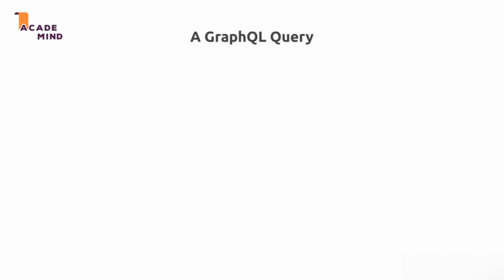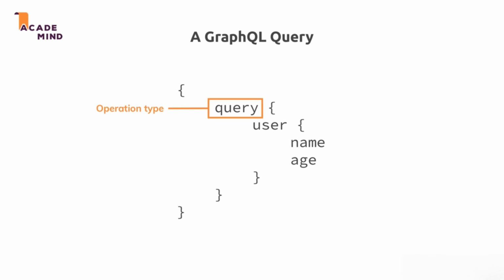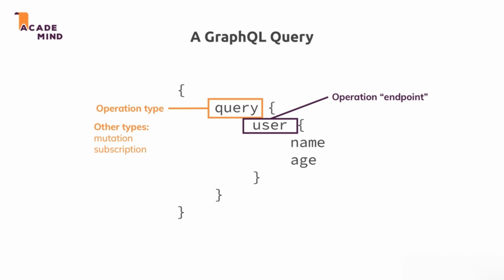Now, such a GraphQL query would typically look something like this. It's a JSON object-like structure where you have an operation type. Query would be for getting data. You also have other types like mutation for editing or deleting or inserting data, or subscriptions for setting up real-time data subscriptions using WebSockets. You also have the endpoints, you could call them, or the commands you can execute, and you define them as a developer on your backend, the available endpoints. And then the fields you want to extract.